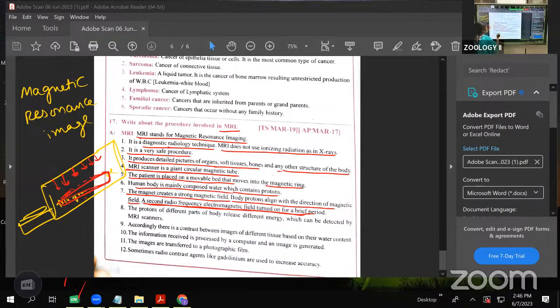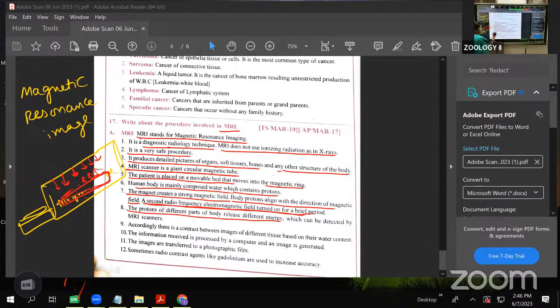Next, what will happen? The protons of different parts of the body release different energy. When the electromagnetic field is applied, the protons in the body's water release different wavelengths, different waves of energy.